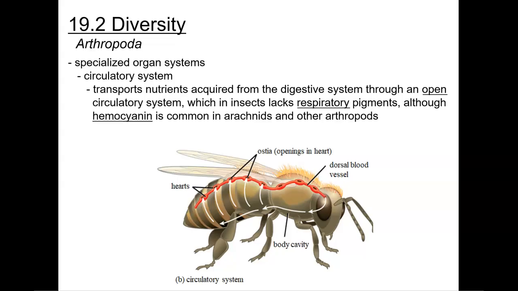The circulatory system transports nutrients that are acquired from the digestive system through an open circulatory system, in which an insect lacks respiratory pigments. So we're not going to have anything like hemoglobin here. Although it does have hemocyanin, which is common in arachnids and other arthropods.